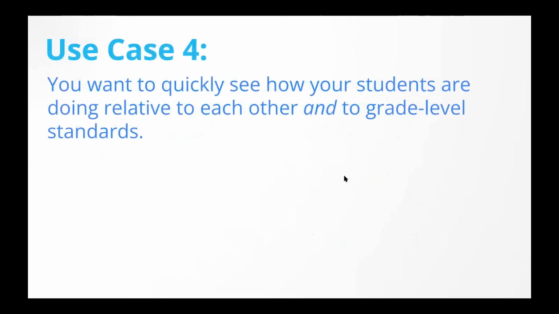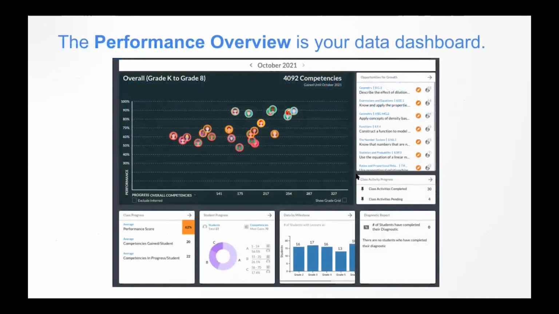All right, and we're going to dive into use case 4. So you want to quickly see how your students are doing relative to each other and to grade level standards. So, as Hannah showed us a little bit ago, the performance overview is our data dashboard. And the most obvious feature the first time you click onto this, or anytime you click onto it truly, is this big graph in the middle. And this is incredibly useful for identifying students relative to each other and also to grade level.